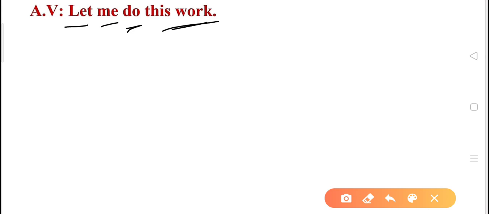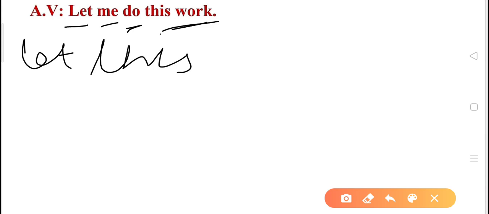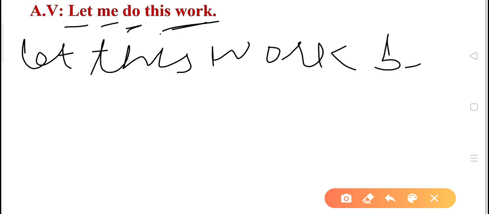So let's change this into passive voice. Passive voice again will begin with let, and then let is to be followed by direct object. So in this sentence we have this work as our direct object. So let this work, and direct object should be followed by be, and be should be followed by the third form of the verb, and in this sentence we have do as the main verb. So if changed into the third form it becomes done.